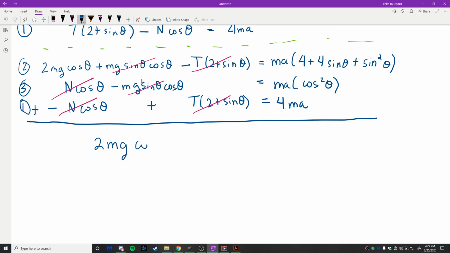2mg cosine theta is equal to, and now on this side, you notice that every term has an MA in it, right? So I'm just going to sum them up. Did anyone sum them all up? What do you get here? What shows up here? Can anyone tell me? What do you get when I add that plus that plus that? What do I get?